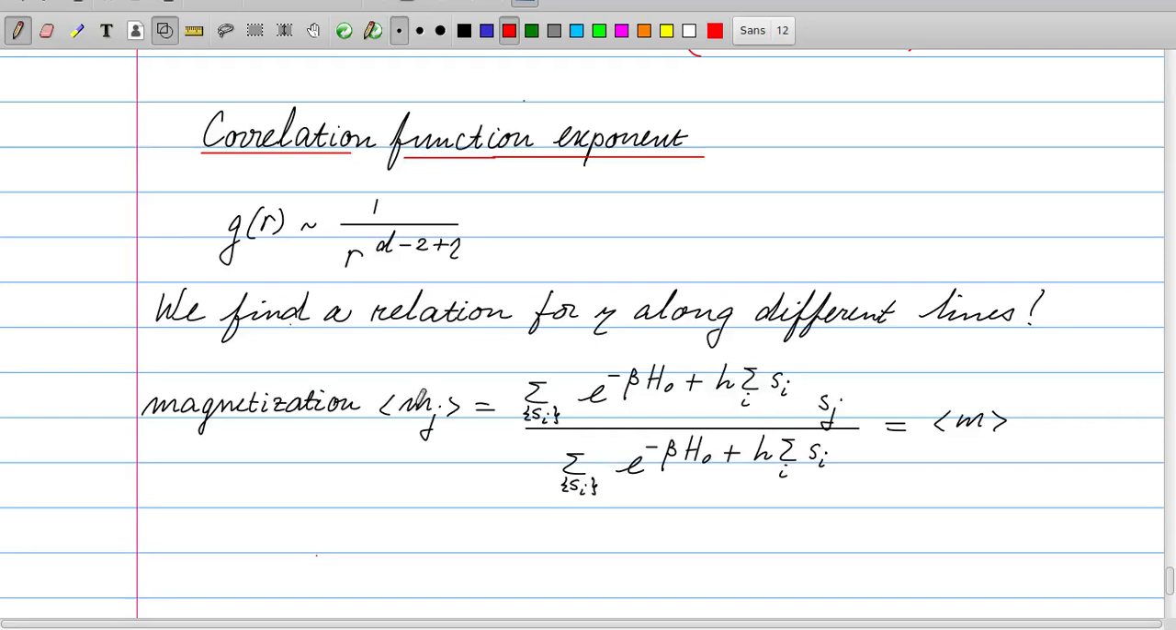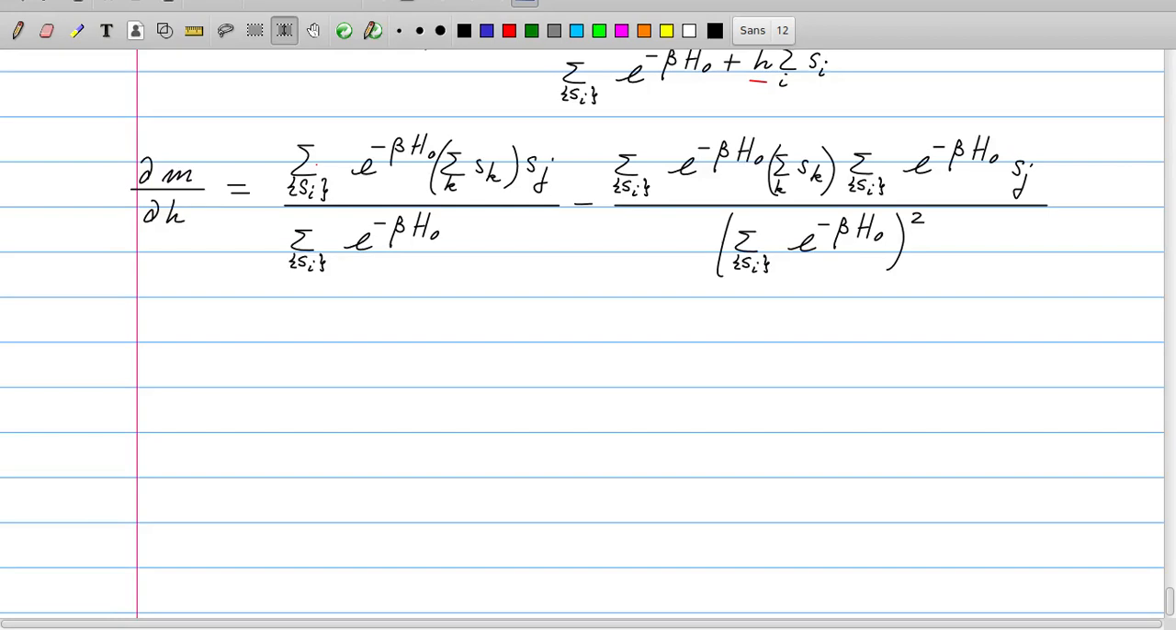Then if we want to find the average value of the spin at some site j, which due to the translation invariance of the model is just the magnetization, I take the spin at site j, multiply it by the Boltzmann factor, and I divide by the partition function for the proper normalization. So let us now consider the susceptibility, which is the derivative of m with respect to h. The idea is that we can relate the susceptibility to the correlation function that we are after.